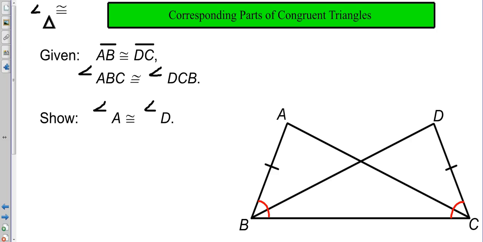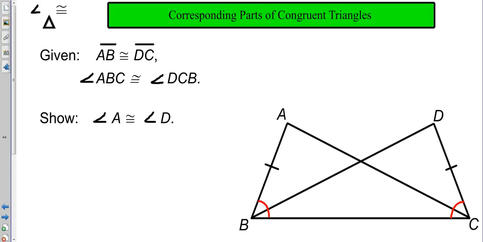All right, so here's a scenario. This is what we're looking at. Stuff kind of got thrown off here, but there we go. So we want to show that angle A is congruent to angle D, and in order to do that, we actually need to prove that the triangles are congruent first. So you've done this in your homework already. I'll just run through the proof real quick. The proof is actually an SAS proof.